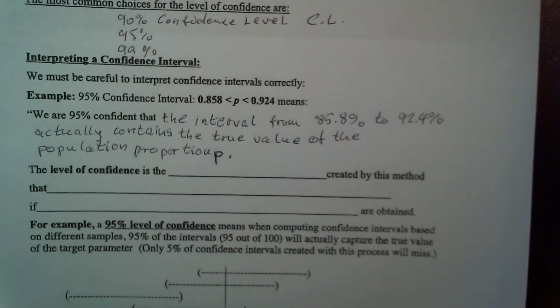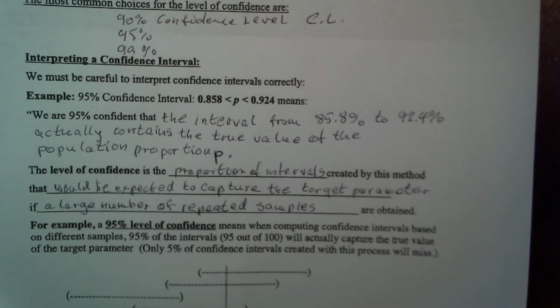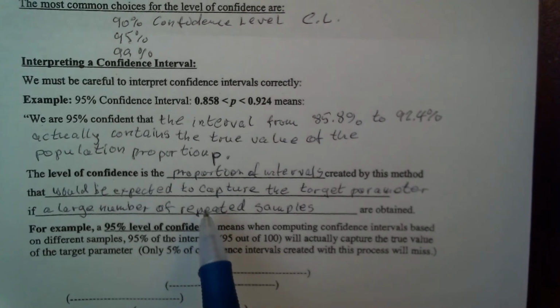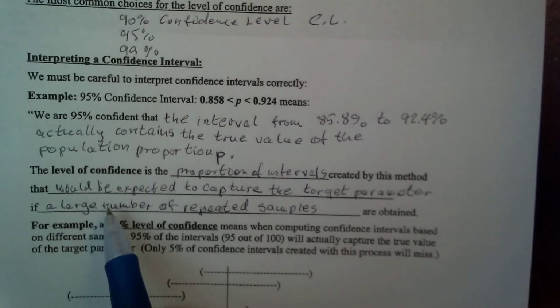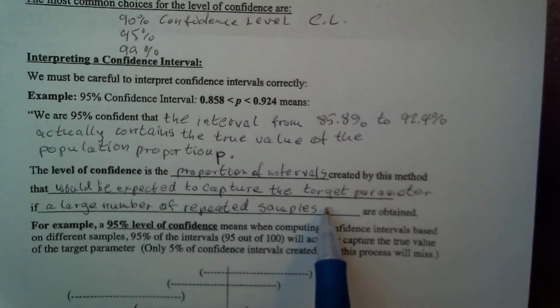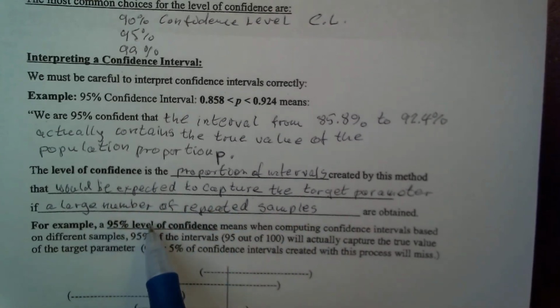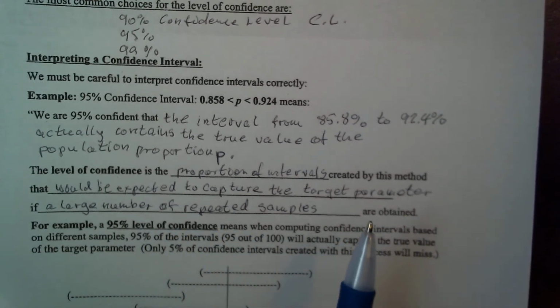Let's talk about the level of confidence. The level of confidence is the proportion of intervals created by this method that would be expected to capture the target parameter. In other words, the population proportion, if a large number of repeated samples are obtained. So let's go over it one more time. The level of confidence is a proportion of intervals created by this method that would be expected to capture the target parameter if a large number of repeated samples are obtained.